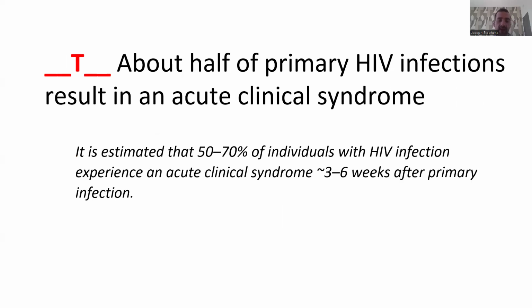True or false? About half of primary HIV infections result in an acute clinical syndrome. That's true. It's somewhere between 50 to 70% of HIV infections will experience some acute clinical syndrome about 3 to 6 weeks after the primary infection.